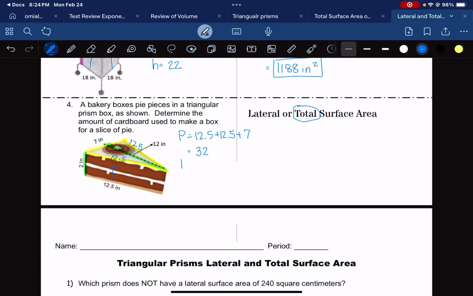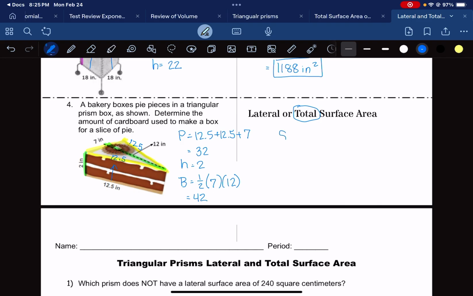The height of the prism is 2. And the area of the base, well, that's 1/2. The bottom of the triangle would be 7. And the height of the triangle is 12. Well, 7 times 12 divided by 2, that is 42.